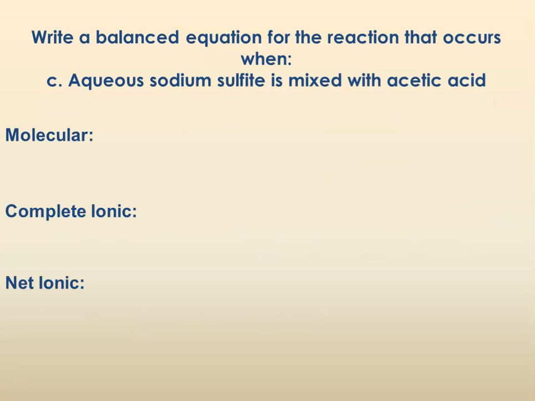This time we have an acid and it's paired with a compound containing sulfite. Sodium sulfite in aqueous form is mixed with acetic acid. So, ionic compounds balancing out our charges. Sulfite is SO3 minus 2. Sodium is always plus 1. We need two Na's, Na2SO3.